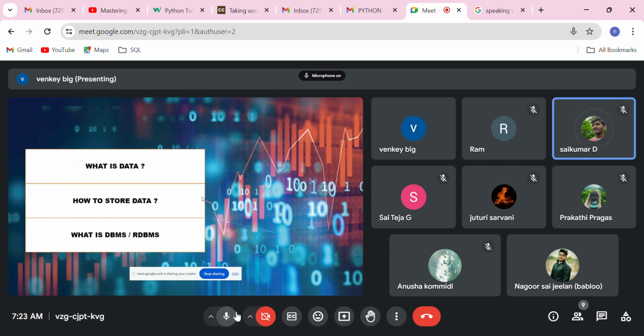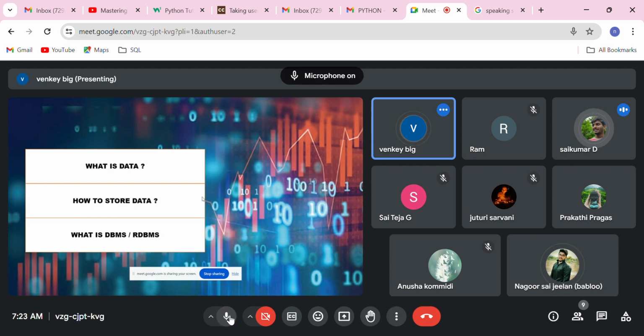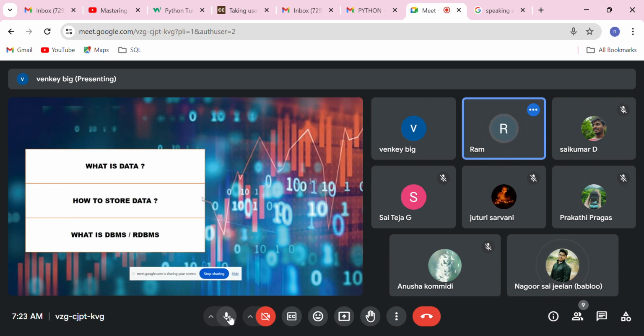Are we clear on how important the database is in real-world projects? And are we clear on what a database is? Are we clear? Yes, I need to know. Yes, Ankit. Okay, fine.